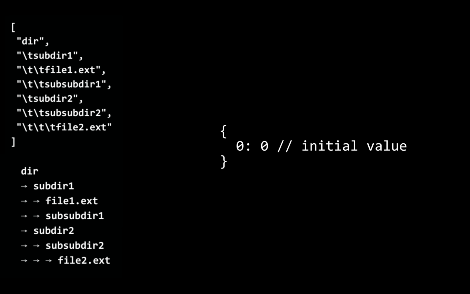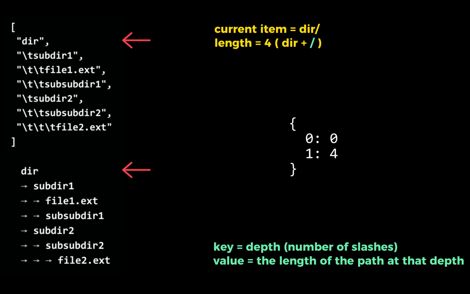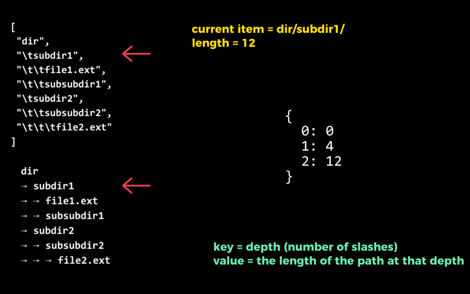The initial value is 0, 0. Then we begin looking at the array. The first item is our main folder, dir. We save to the store 1, 4, where 1 is our depth and 4 is the length of the current item. Our current item is the folder's name plus 1, where 1 is our slash. Next we have subdir1. We do the same things as before and add 2, 12 to the array.